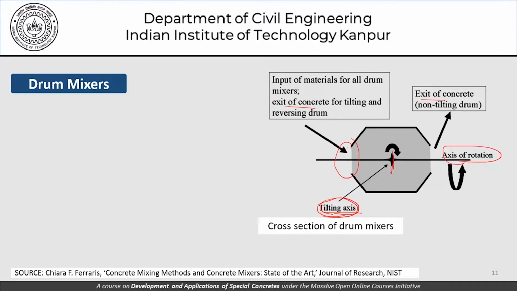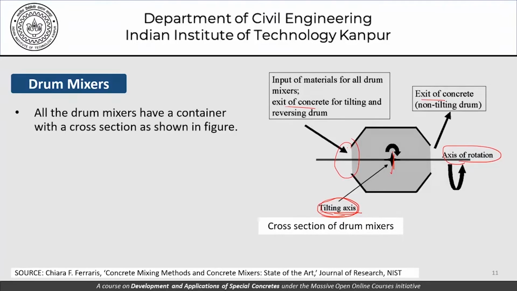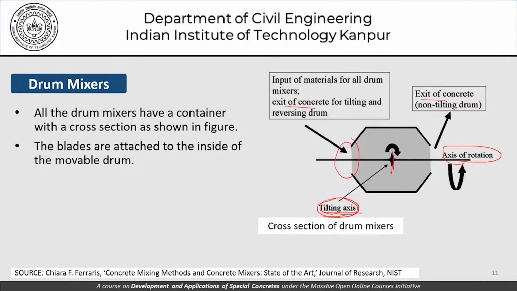So all drum mixers have a container with a cross section as shown in the figure. So the blades have not really been shown here. They are fixed to the inside of the movable drum. This here is the drum.